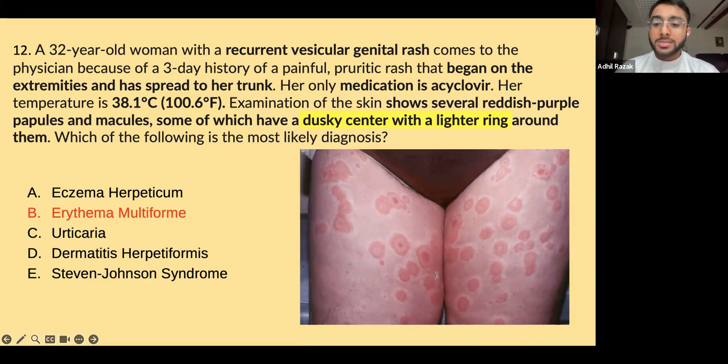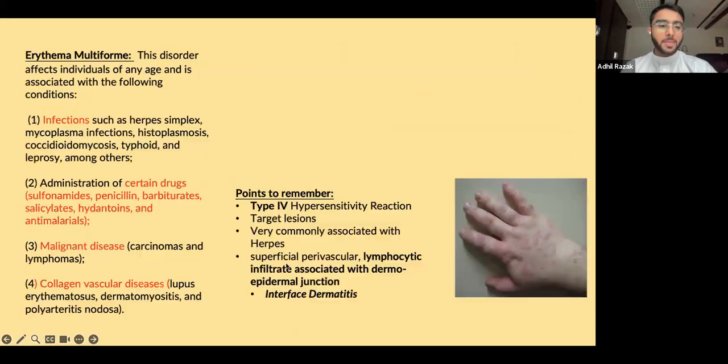Yes, correct. It is because she has a viral herpes infection. Erythema multiforme is very highly associated with herpes, which is a genital infection. And she takes acyclovir, the go-to treatment for herpes. Acyclovir does not cause this, as far as I know. Don't quote me on that, I don't want to give any reassurance on that. But in this case, erythema multiforme is caused by the herpes infection itself.